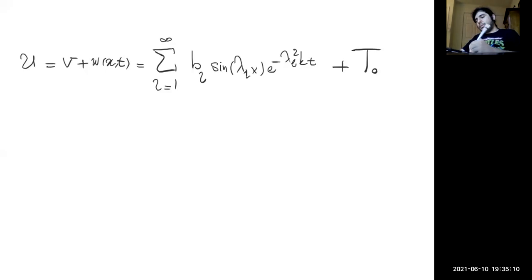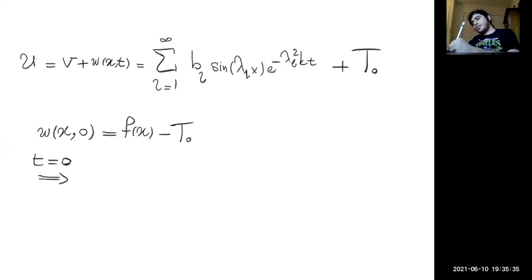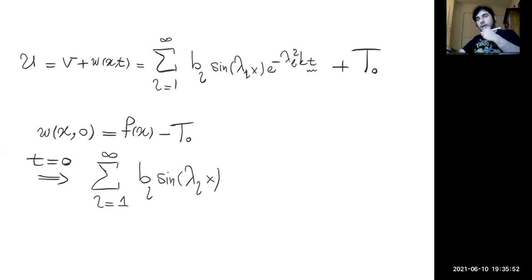Okay, so remember the initial condition tells us that W at any point X at the time 0 is equal to Fx minus Vx, which here is just T naught. Well, what can we do with this thing? So let T be equal to 0. We would get sigma L goes from 1 to infinity BL sine of lambda L x e to the 0, which is 1, is equal to Fx minus T naught. And these are the things we are looking for. This is very similar to what we did to find the coefficient of Fourier series, if you remember, right?